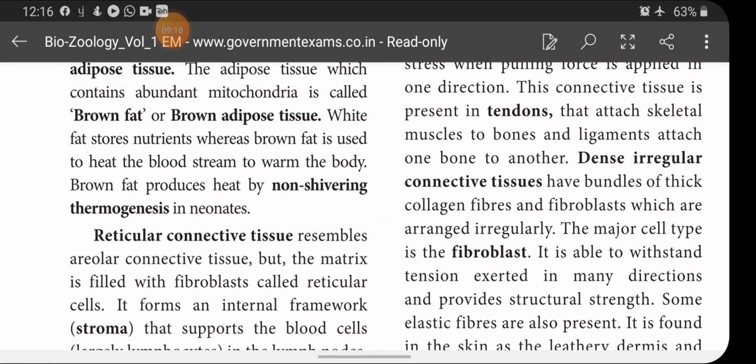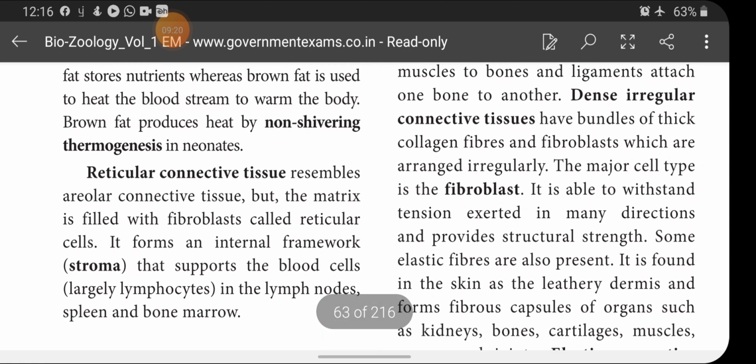And reticular connective tissue resembles areolar connective tissue, but the matrix is filled with fibroblasts called reticular cells. It forms an internal framework that supports the blood cells, largely lymphocytes, in the lymph nodes, spleen and bone marrow. This is reticular tissue.